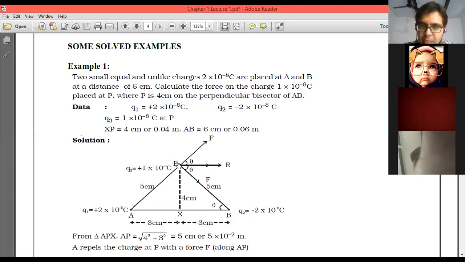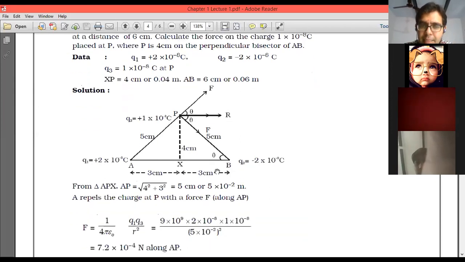This point P is 4 centimeters away on the perpendicular bisector of AB. So for AB, the perpendicular bisector is PX, and the distance of X and P is 4 centimeters. Since it is the perpendicular bisector, AX is equal to XB is equal to 3 centimeters.